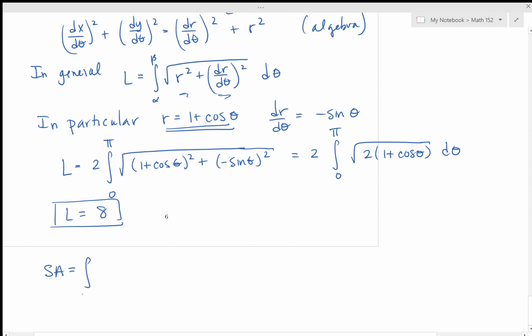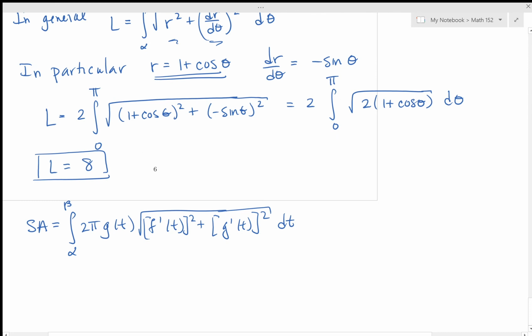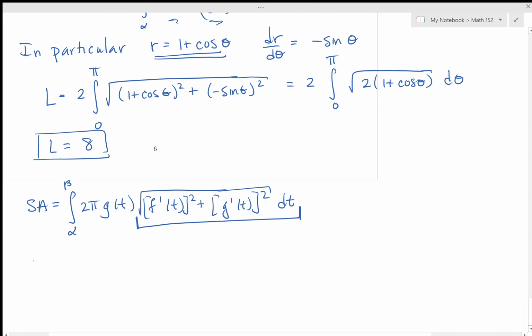And then we could calculate the surface area. That is going to be the integral from some alpha to beta of 2 pi g of t. This is the general formula here: square root of f prime at t squared plus g prime at t squared dt. And then we've already done this part here above, right? We just did that in calculating the arc length. So that makes it easy for us to write out the surface area integral.